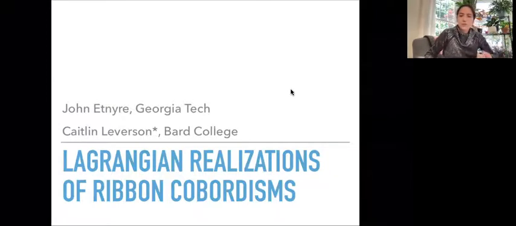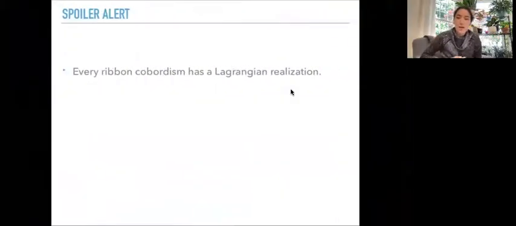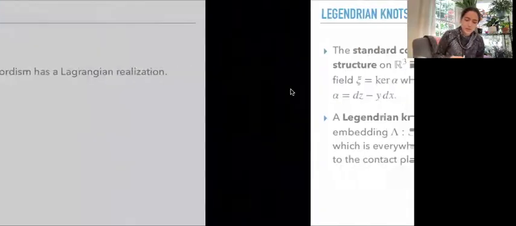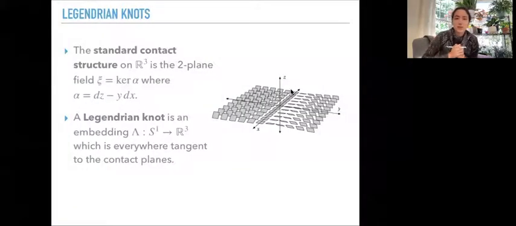First of all, just to spoil the whole result right at the beginning, basically the result is that every ribbon cobordism has a Lagrangian realization. And so I'm going to tell you, first of all, what all of these things are as a quick recap, and then see how it is we know that this is true. Okay, so first of all, quick recap.